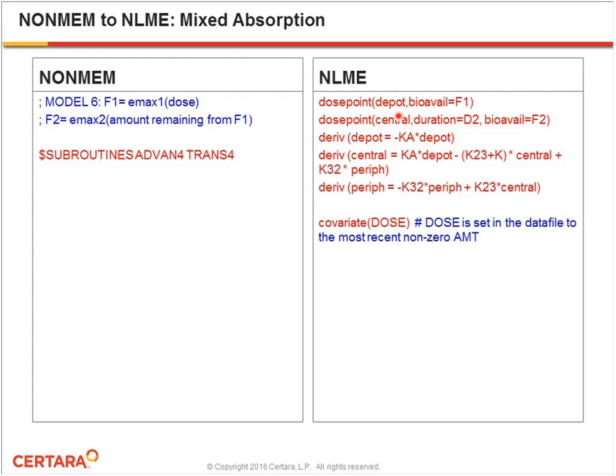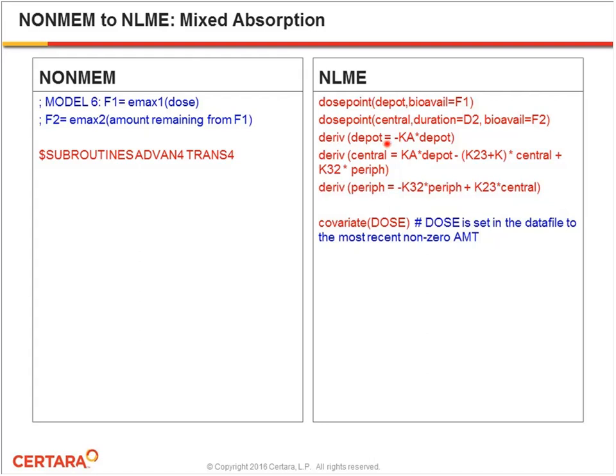You have one for the depot and one for the central compartment. So this would be the gut, and this would be the systemic blood, and so we specify bioavailabilities, F1 and F2, for these two compartments, and for the central compartment, we also have specified the duration for the zero order absorption. Then these are the differential equations that you need to set up in NLME.